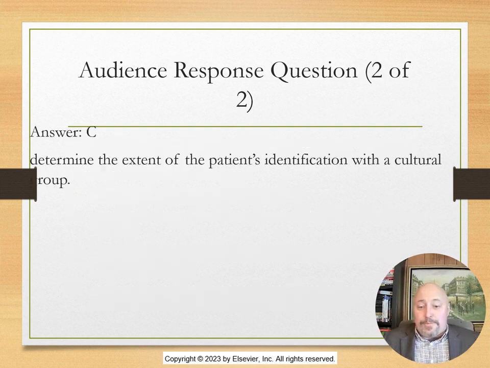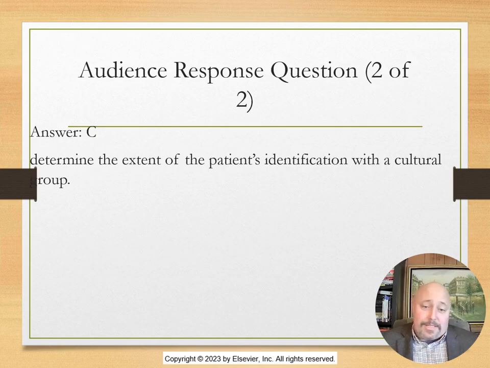Whereas your textbook's answer to that previous question is C. Determine the extent of the patient's identification with a cultural group. I'm going to leave that in there. I am not going to change that previous slide. I still believe that answer is going to be A. What is it most important for you to do first? And that is make sure that your patient knows they are going to be examined. Make sure your patient knows that they're going to be touched.